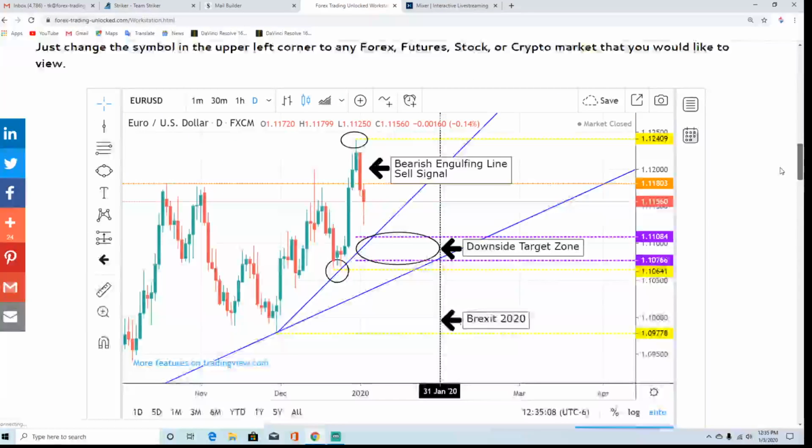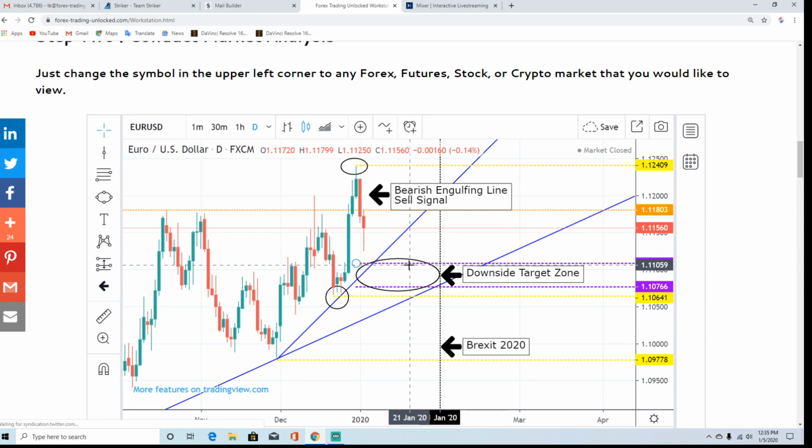So right now we're giving you this downside target zone. If you want to learn how to actually execute the target and risk parameters for the Forex, futures, and options markets, read the book, or you can wait for the next signal and we'll have another video on it after the fact for you to follow and see how that unfolds.